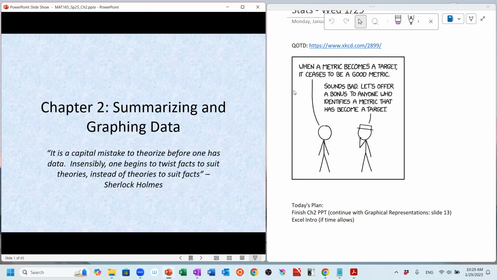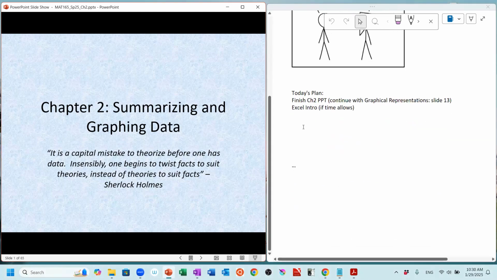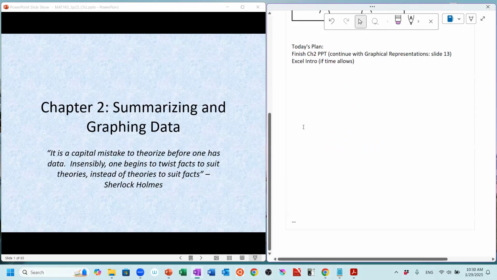So, like I've said before, I'm in full screen mode now, so I don't have chat showing. So if you have a question or want to add something, you can just unmute yourself and speak up. That's perfectly fine. But if you pop it in chat, I might not see it. All right, so continuing on with the Chapter 2 PowerPoint.